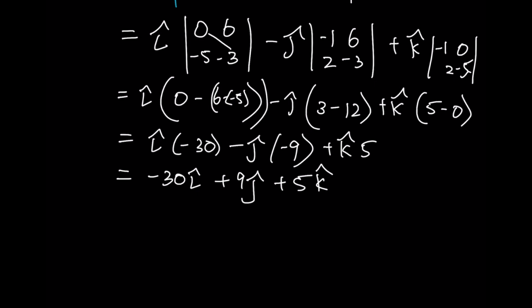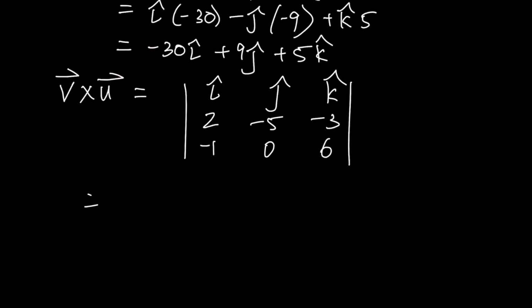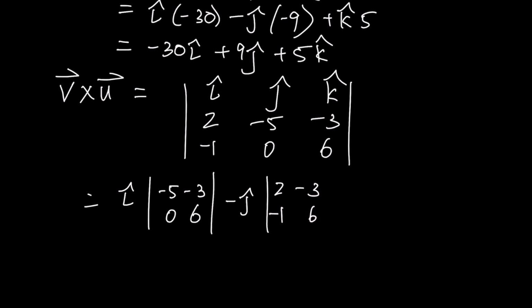I'll get negative 30i plus 9j plus 5k. If I decided that I wanted to go v crossed with u, I'm going to build the same determinant. v is the second row. So 2, negative 5, negative 3, negative 1, 0, and 6. I'm going to compute this 3 by 3 determinant. I will mentally block off the top row, block off the first column. I'll have negative 5, negative 3, 0, and 6. Subtract j, block off the second column, first row. So 2, negative 3, negative 1, 6. And then k, block off the first row, third column, 2, negative 5, negative 1, 0.